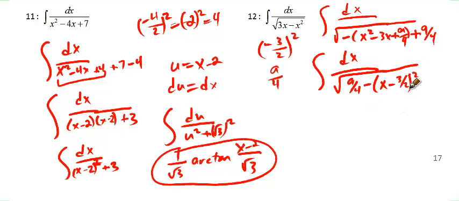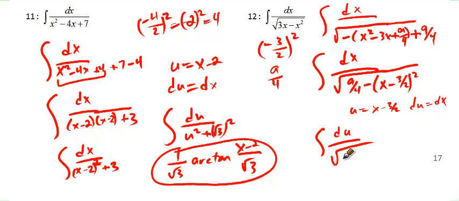But that'll work. Now we actually have this in the right form for arc sine, whether we realize it or not. If we do our u substitution, it'd be x minus the 3 halves. Du is just dx. So we have the integral of dx, which is now du, over the square root of, well, 3 halves squared, that's what 9/4 is, minus u squared.